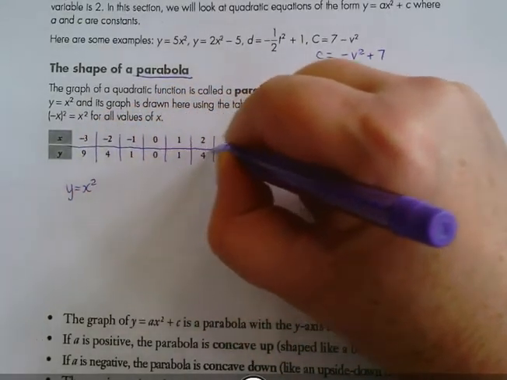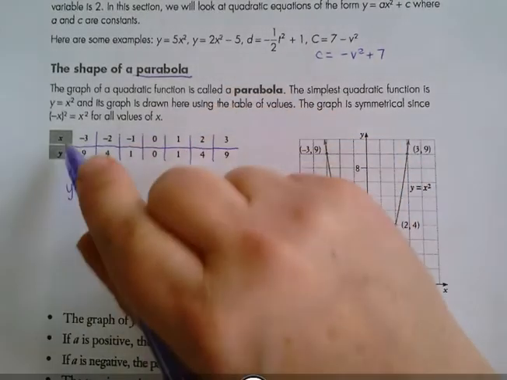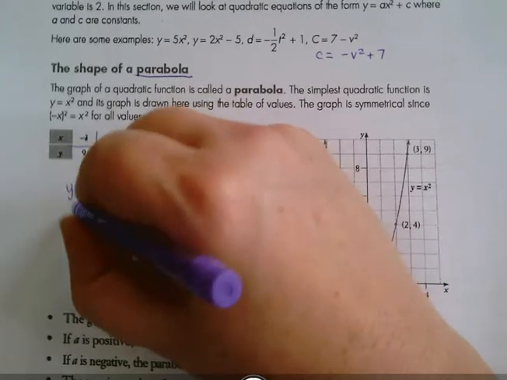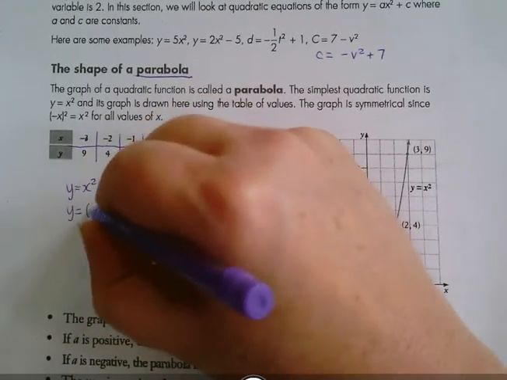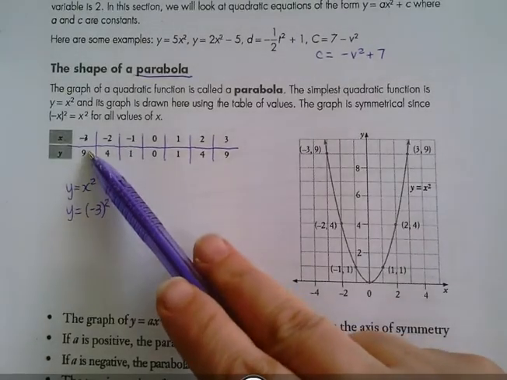But by the end of the lesson, we don't want to be just drawing tables of values. We're going to know the shapes, recognize the shapes. So for example, when x is negative 3, on your calculator, if you were doing this, you have to go negative 3 in brackets squared. That's why you're getting positive 9.